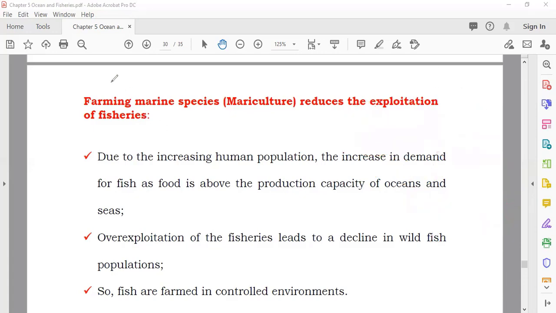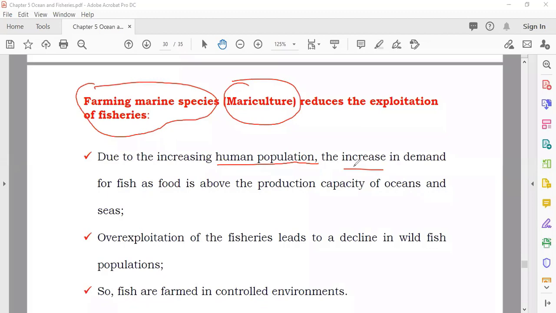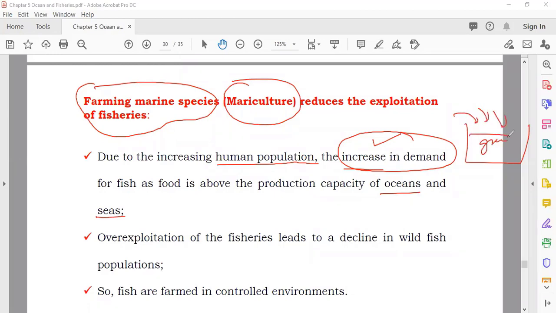So when they use the word farming marine species, that is also known as mariculture. Now, it is very important, because with the passage of every day, the human population is increasing. And when the human population is increasing, there is more demand for fish. People need more fish because the population is increasing. In the same way, the capacity of the ocean, seas and rivers may not be that much. So people should make farms of fish, and they can grow the fish in the farm, and then they can meet the demand of today.